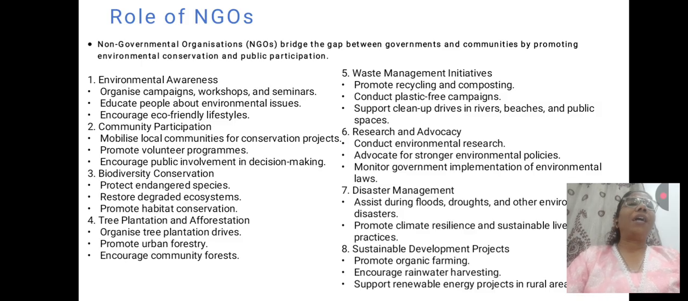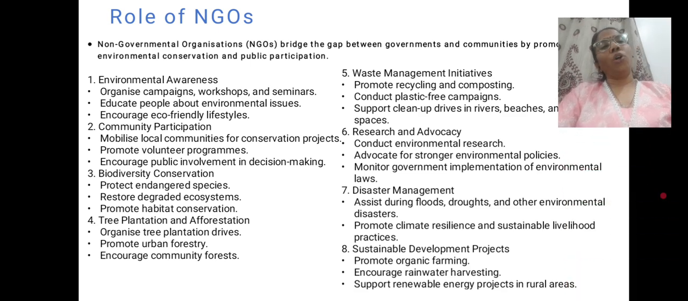Now the research and advocacy. The NGOs play an important role here also in research and advocacy. How? See, they conduct environmental research, they advocate for stronger environmental policies, and they monitor the government implementation of environmental laws.